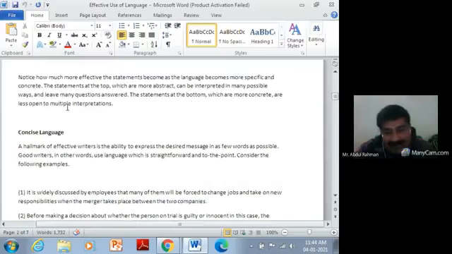Then the next thing is the concise language. That means the economy of words and the use of language. A hallmark of effective writing is the ability to express the desired message in as few words as possible. Good writers, in other words, use language which is straightforward and to the point.